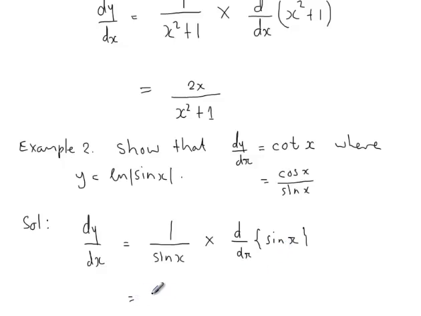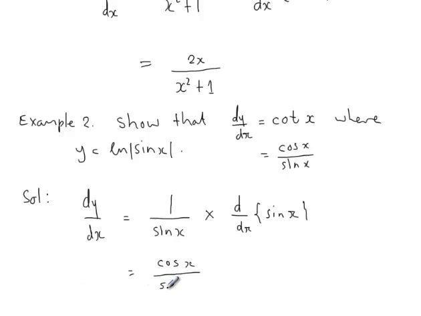But what is the derivative of sine? Then we come here and write cos x over sine x. Then this is equal to cot x. Then I've shown what I was supposed to show. Are you happy or not happy? Okay. Right.